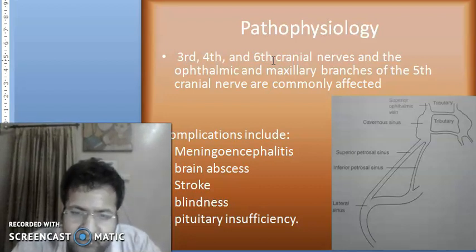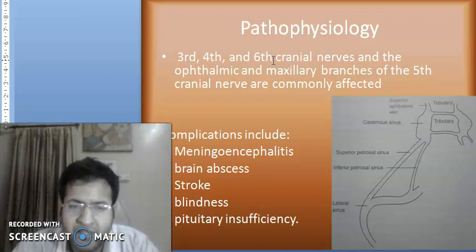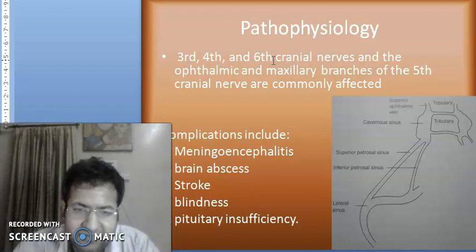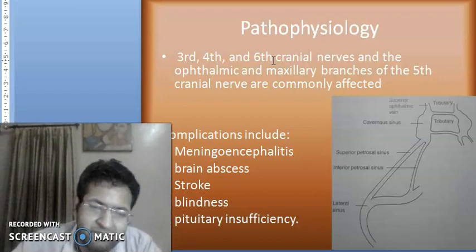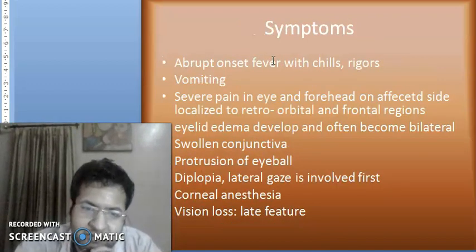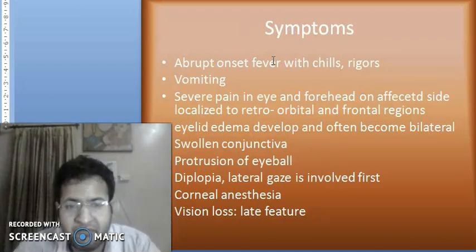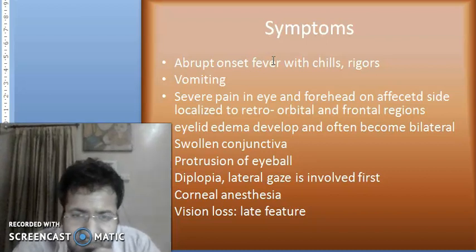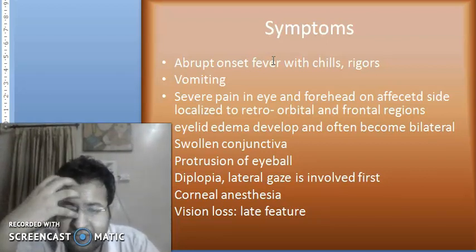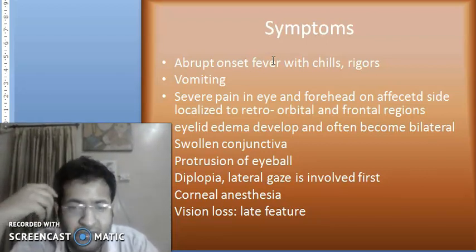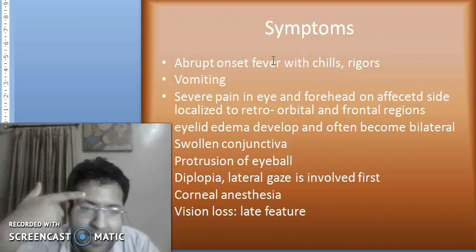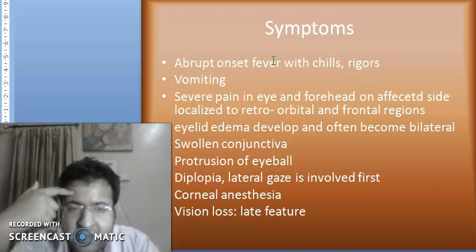The complications of cavernous sinus thrombosis may include meningoencephalitis, brain abscess, stroke, blindness, and pituitary insufficiency because of the spread to the brain. What are the symptoms of cavernous sinus thrombosis? There is an abrupt onset of fever, chills, rigors. There will be vomiting. The patient will present with severe pain in the eye and the forehead of the affected side, localized to the retroorbital and the frontal regions.